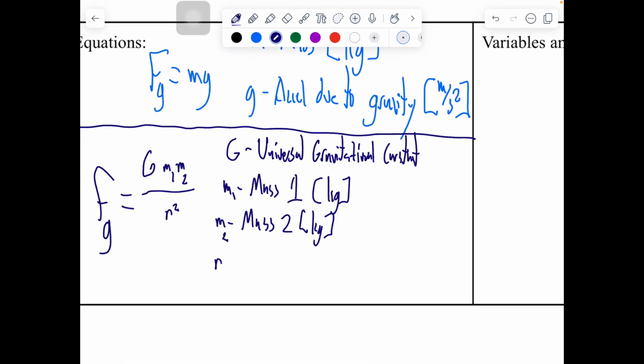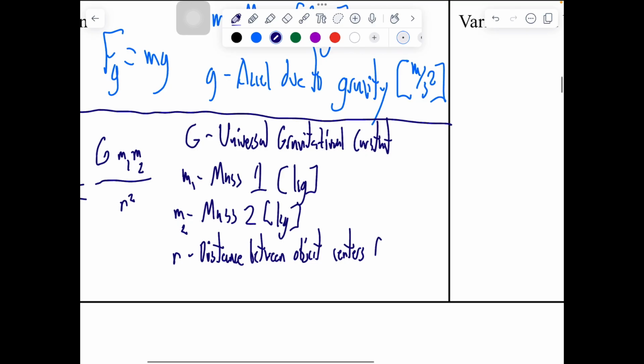R, you'd like to think it's the radius. It is not. It is the distance between the objects' centers, and that is, of course, measured in meters.